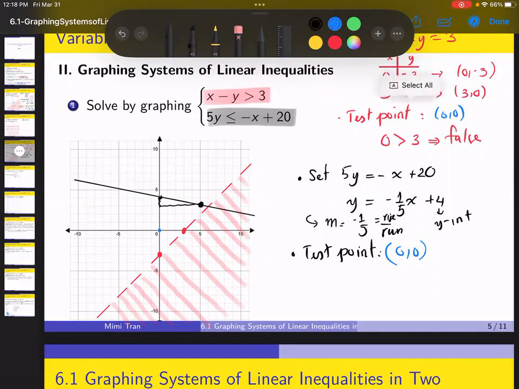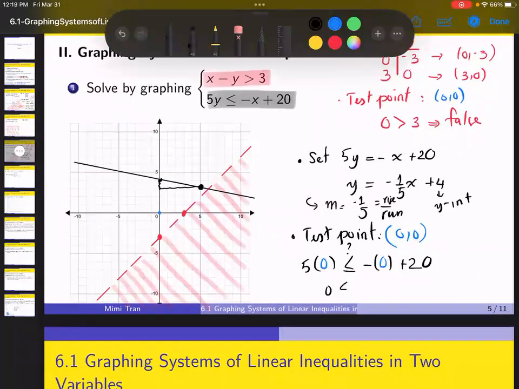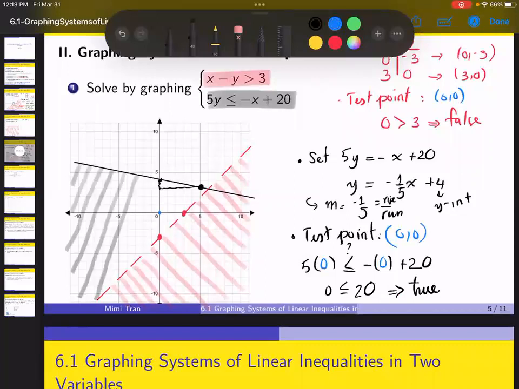Plug it in. I have 0 less than or equal to 20, which is true. If it's true, then what? You shade on that side, the same side that you picked the value. Right? Shade, shade, shade.